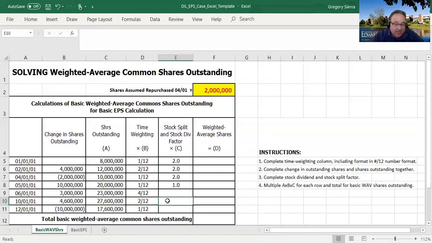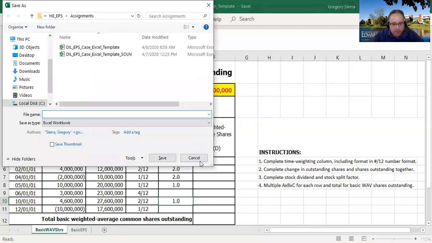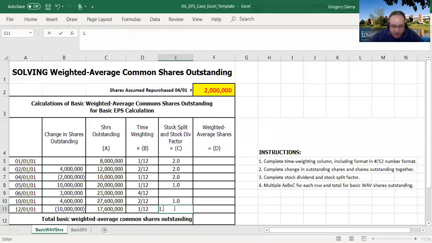For stock dividend factors, you take 100% plus the percentage. It's the same rule as before, where every row above is multiplied. So if the stock dividend occurred in this row, every row above is multiplied by 1.2, which is 100% plus 20%. And then you also have to multiply these. So it equals 1.2 times 2 is 2.4. Okay, so this 2.4 represents the stock split factor multiplied by the stock dividend factor. I don't want to worry too much about this just to get us through this problem.